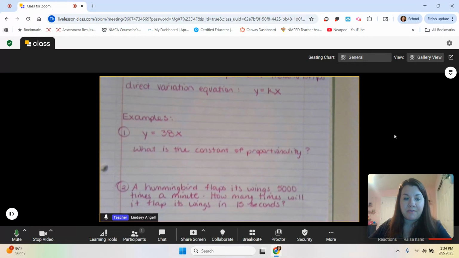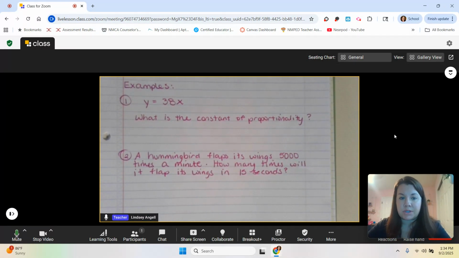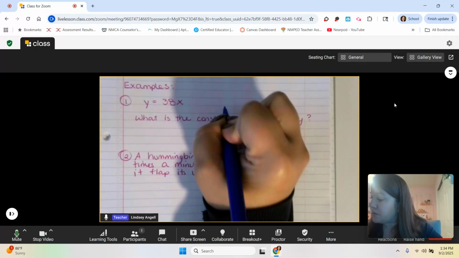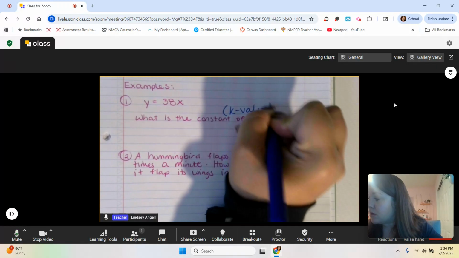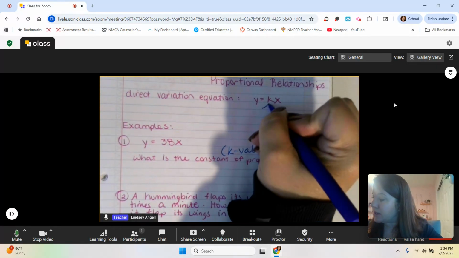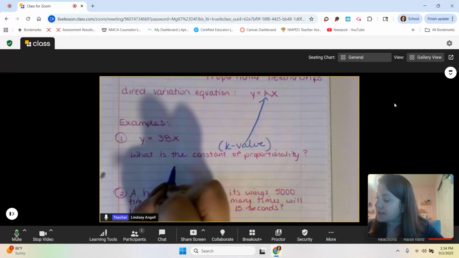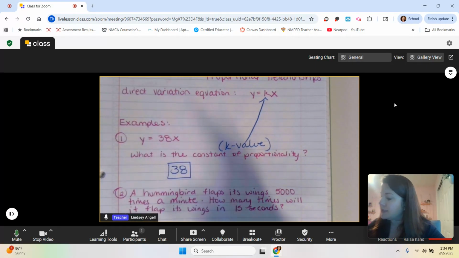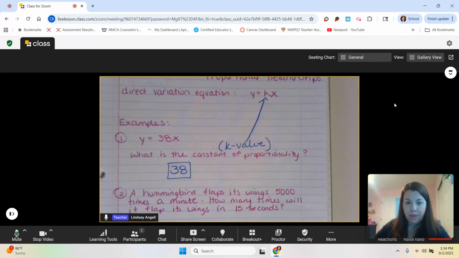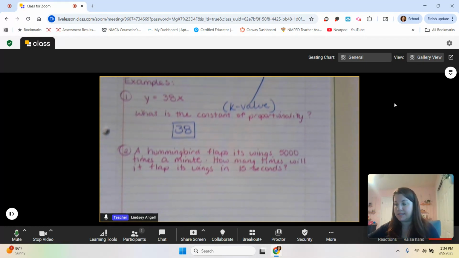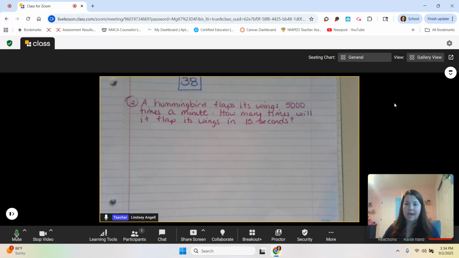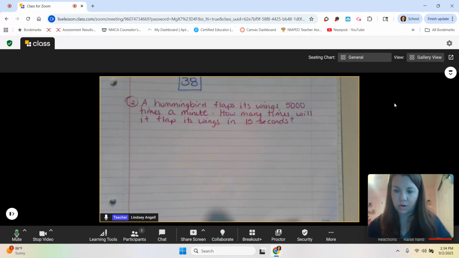Okay, so for my first example, y equals 38x. What is the constant of proportionality? Well, another word for constant of proportionality is k-value, which in that original equation is that number there. So in this problem, number 1, y equals 38x, 38 is the constant of proportionality. Okay, 38 of one of something, like miles per hour, or something along those lines. That's what that would represent. Okay, so using that in real world contexts or word problems.